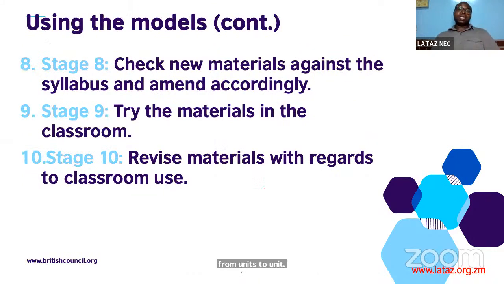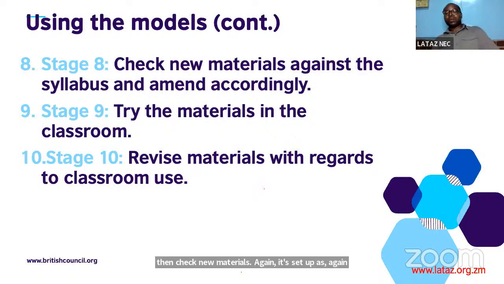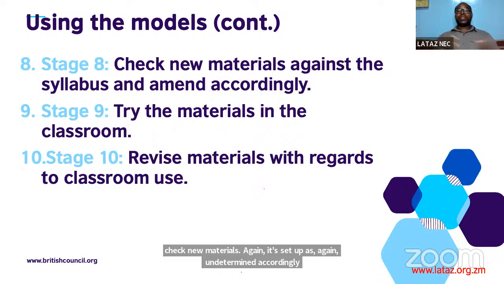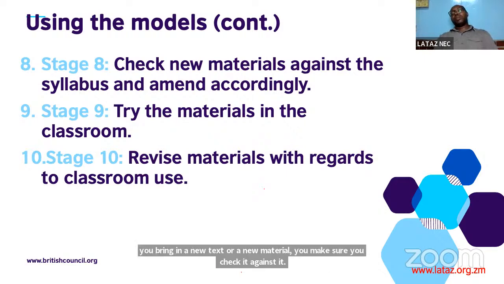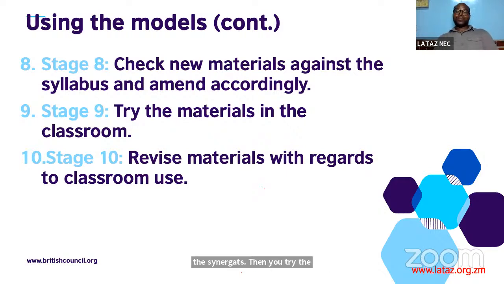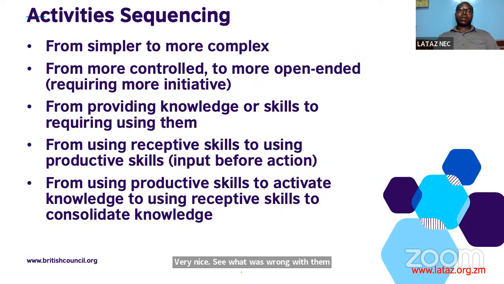Then check new materials against syllabus again and amend accordingly. Whenever you bring in a new text or a new material, you make sure you check it against the syllabus. Then you try the material in your class first. If you need to obtain authority from the school, you can do that, so that you are able to try them in your classroom. And then after you have tried them, revise. See what was wrong with them, and then revise accordingly.